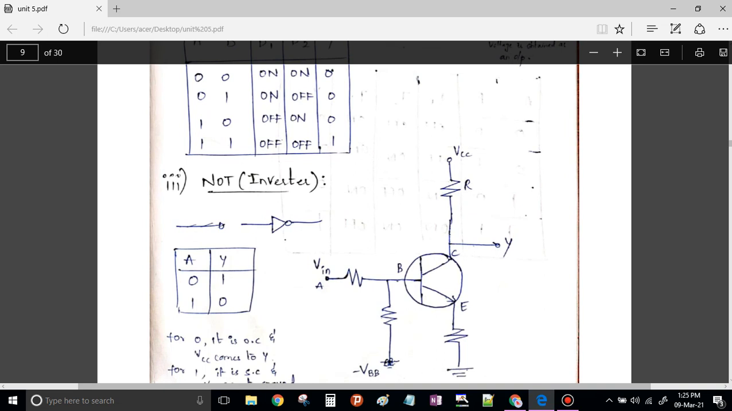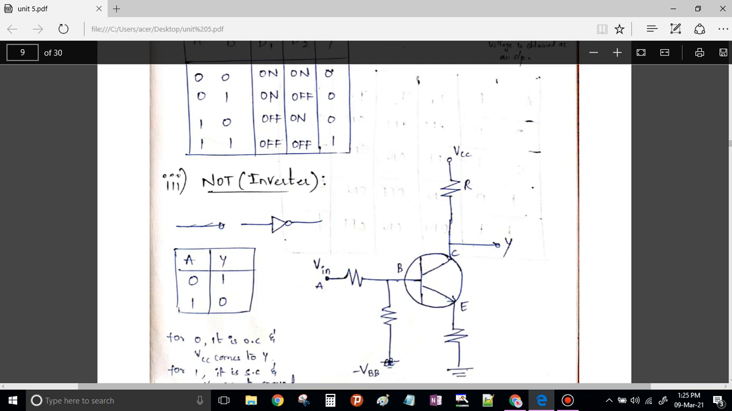Now when you have given 0 here, obviously this P is connected to 0, nothing but reverse bias. No current flows through your circuit. That means this transistor will be open circuit, and therefore whatever the VCC is there will be appearing at the output side. That means when you give 0, you get 1.